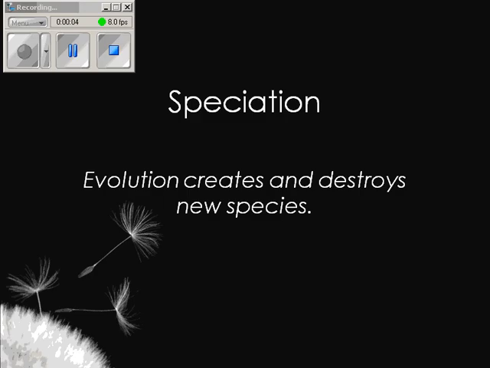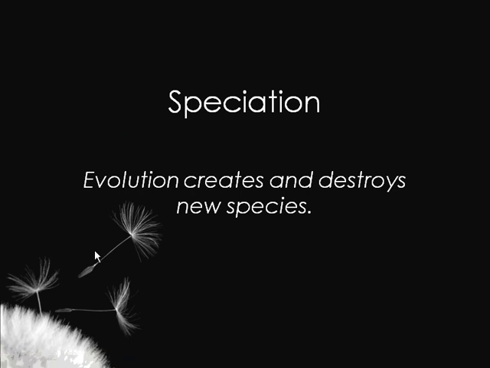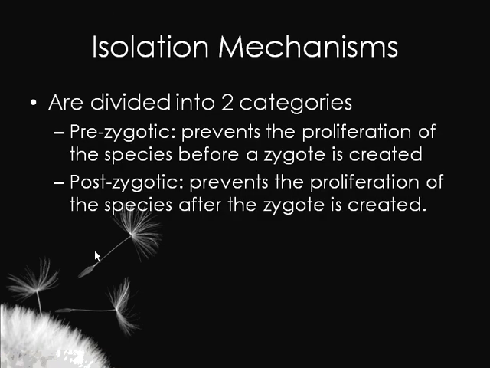All right, so speciation, that's how evolution creates new species. We're also going to talk about extinction, where species will be destroyed as well. In order to get new species, they need to be isolated. And we had talked about geographic isolation, but there's lots of different ways that species can be isolated.